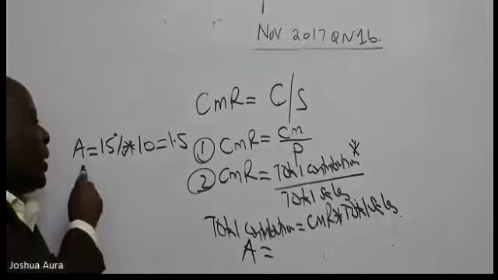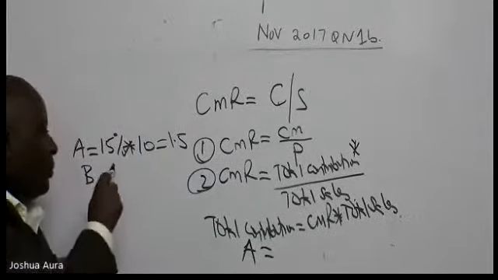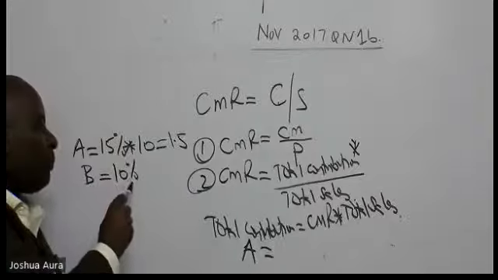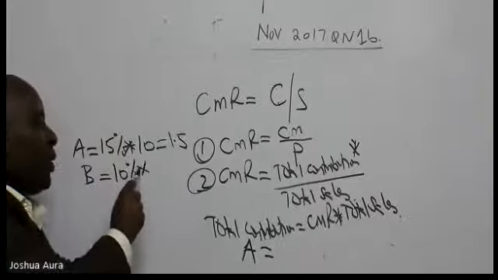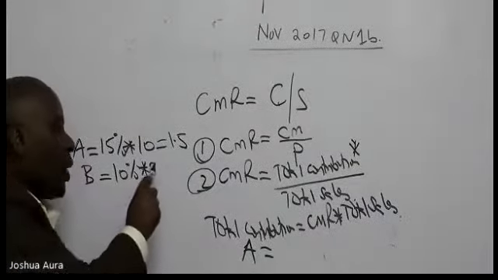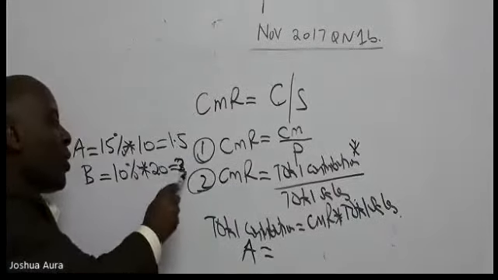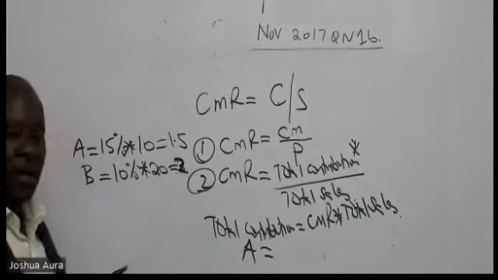How about product B? I can see the contribution percentage of B is 10%, right? Times the sales of B, which I can see is 20. So I can see a cool 2 million there.